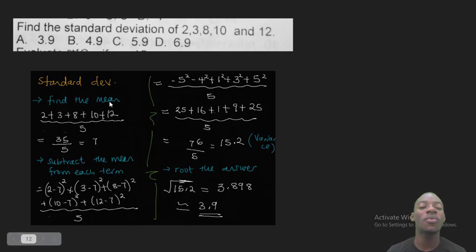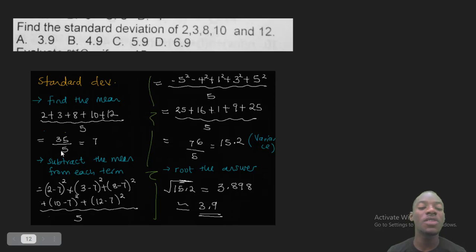Standard deviation means you have to find the mean. The first step is to find the mean. You can't find standard deviation without first finding the mean. So I'll find the mean now. To find the mean, I'll plot the number divided by how many they have. If I plot the number, it will become 2 plus 3 plus 8 plus 10 plus 12 over 5. And that's 35 over 5, which is 7. So the mean is 7.